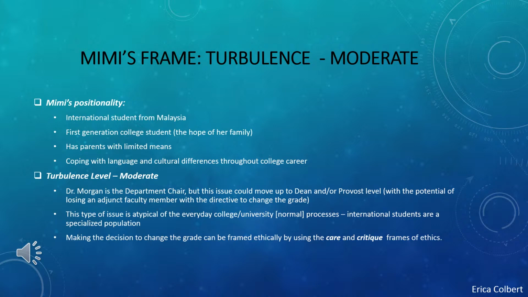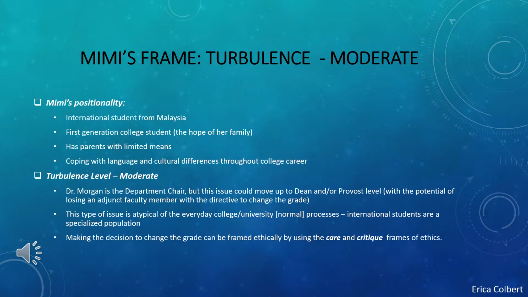So the turbulence level, moderate, as defined as a category, states that these types of issues have the potential of getting the attention of everyone involved. Dr. Morgan is the department chair, but if Davis Alvarez is adamant about not changing her grade, this could potentially move to the dean's level and or the provost level. So once again, getting the attention of everyone involved. And this type of issue is atypical. International students are usually a specialized population, and a lot of times they're on a case by case basis.